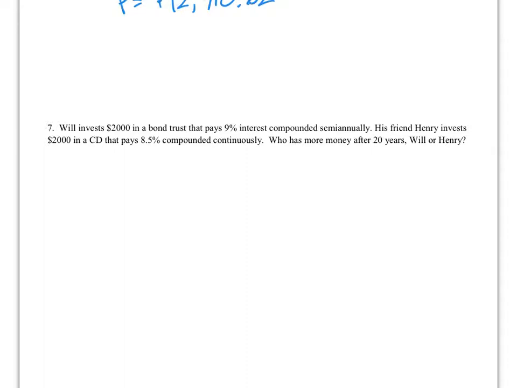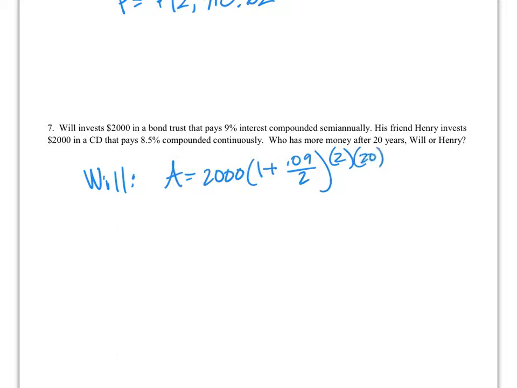So we'll go ahead and figure out Will's first. So for Will, we have, what is the amount that he will earn when he puts $2,000 into a bond with a 9% semi-annually. That is your 2 after 20 years. And he ends up with $11,632.73.